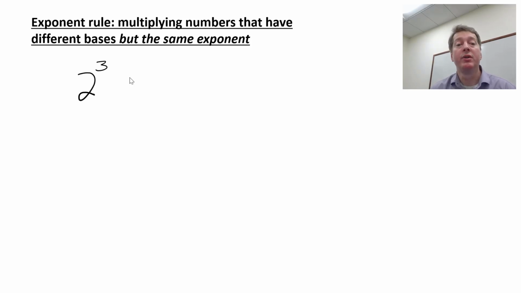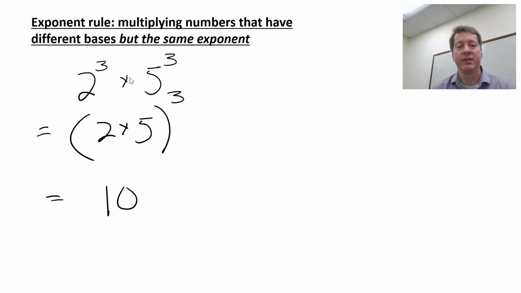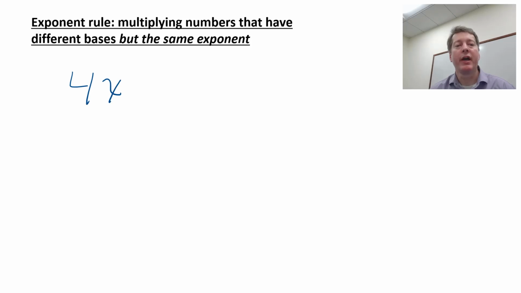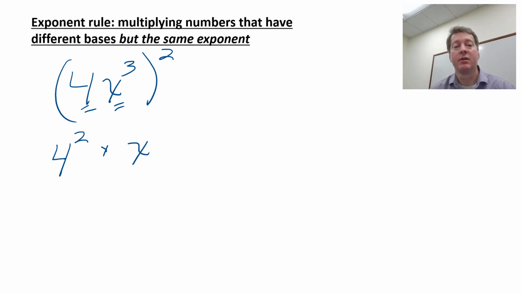Suppose I had 2 cubed times 5 cubed. Well, I could rewrite that. That is the same thing as 2 times 5 in parentheses, that whole thing cubed. So that's 10 cubed, which is the same as 1,000. Suppose I had 4x cubed, squared. One base is 4 and the other base is x. I'm squaring the 4 and I'm also squaring the x cubed. So this is the same thing as 4 squared times x cubed squared. 4 squared is 16, times x to the 6th.